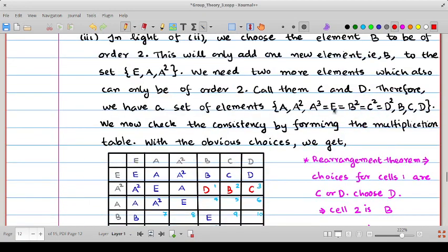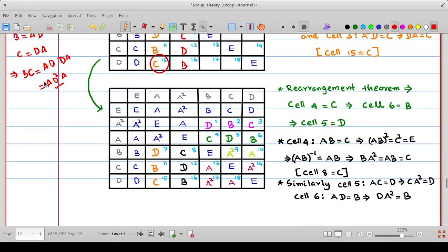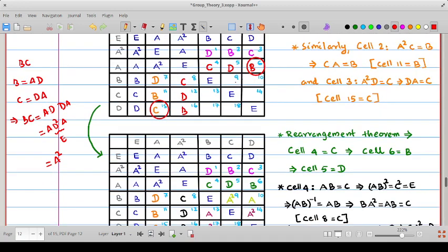Over here, we have chosen D square to be equal to E because it's of order 2. So this is E. So E times A is A and A times A is A square. So the result is BC is equal to A square. But cell number 9 is nothing but BC, so this should be equal to A square.